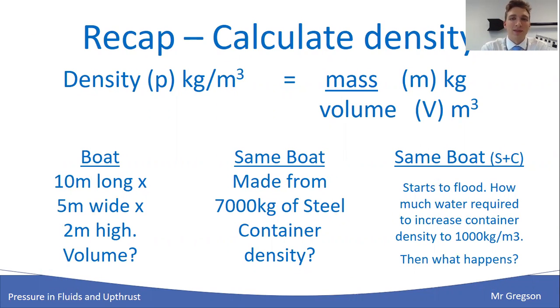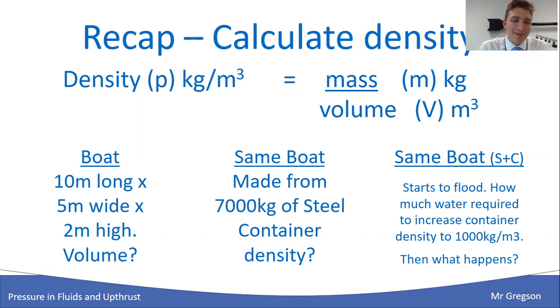Great. So let's recap calculating density. We know density is mass over volume. We used that earlier: mass equals density times volume, but we rearranged it. So here we have density is equal to mass over volume. So for a boat 10 meters long by 5 meters wide by 2 meters high, what is its volume? Quickly note that down. See if you can pause the video and calculate that. Great, so you should have timesed them all together. That should be 100 meters cubed for your boat volume.